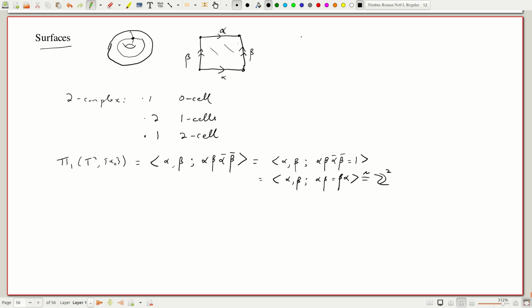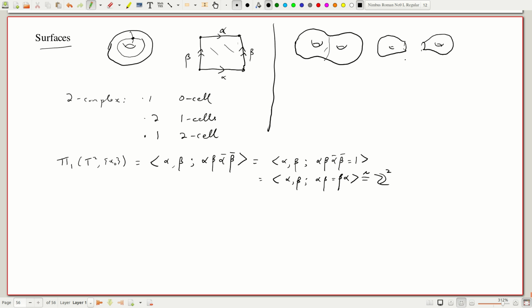How about a more complicated surface? So let's take a picture here. This is the 2-hole torus, the surface of genus 2. I can break it along this curve and view it as a torus and another torus glued together after removing disks from both of these. So this is called a connected sum operation. Okay, so let's look at what this is.